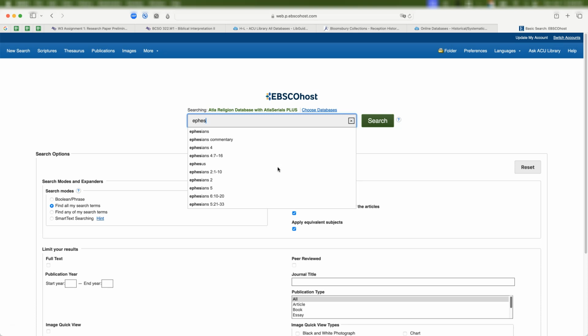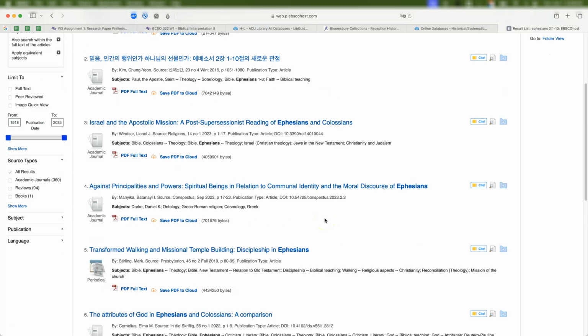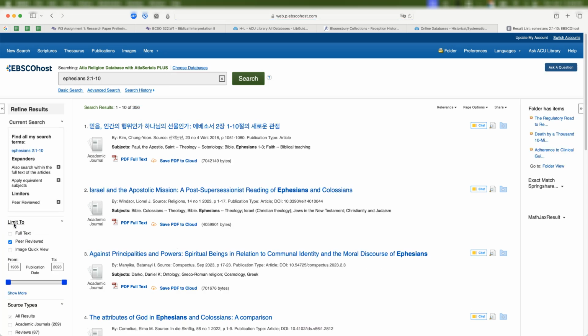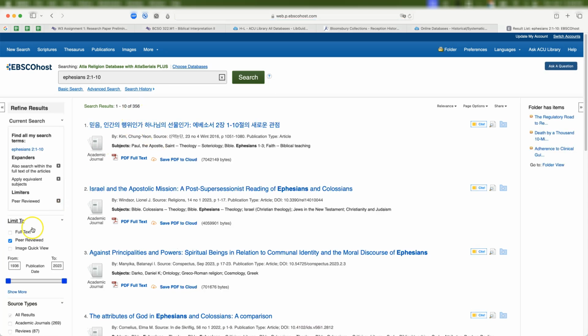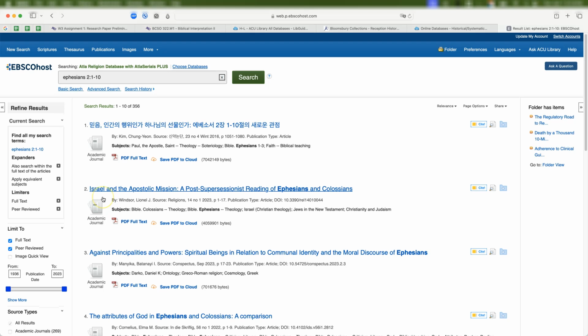So let's say that the text you identified, the passage that interests you, was Ephesians 2:1-10. Well, since it suggests that, I think other people have been searching for it, so I can probably find something there. And you'll see a whole bunch here, a lot. In fact, far more than we have time for, 455. So we can be more specific. Okay, we want to see something that's peer-reviewed. Great. Still have 356 results. Full text, meaning we can access it immediately. Great. That hasn't reduced it, but it's good to know.